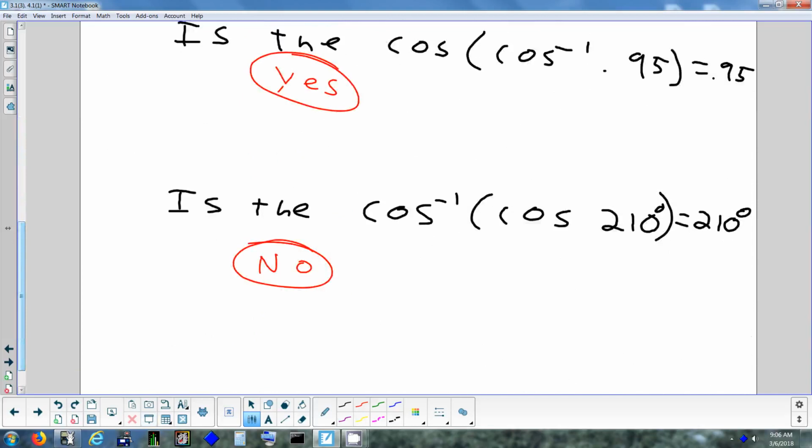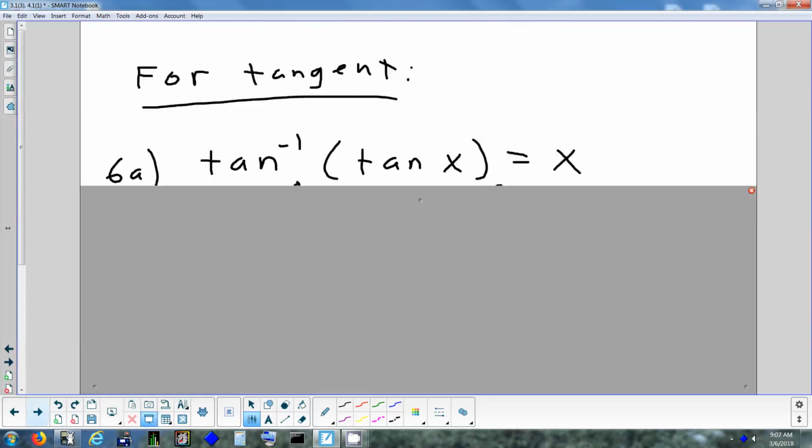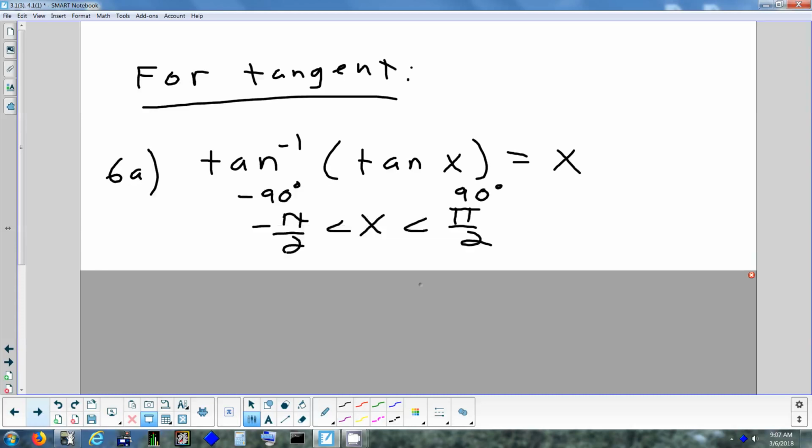Okay, and what do you think the last set of formulas we're going to look at? What function do you think they deal with? The tangents. Yep. Okay, so let's see if we can remember this one from yesterday. The restriction. What did we have to be between when we did inverse tangent? Yep. Negative 90 and 90, except this time there's no equal to's. Okay, so any questions on that?